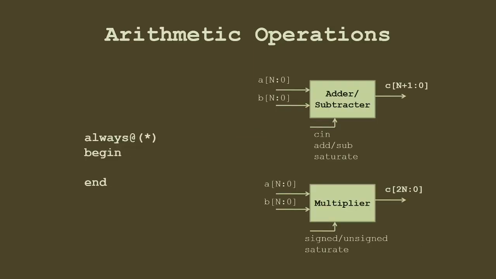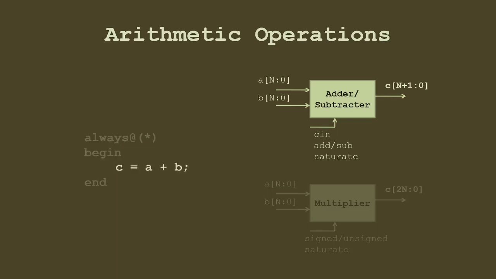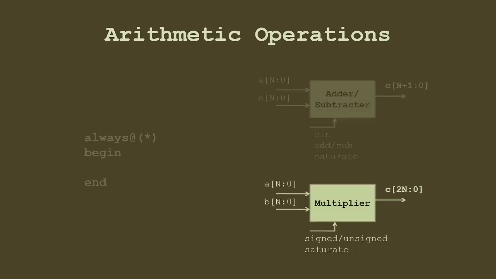Similarly, if we want to make an adder, it's a combinational circuit. Whenever there is a combinational circuit, we use always at star. So I can write C is equal to A plus B, that will make an adder. Similarly, C is equal to A minus B will make a subtractor. C is equal to A multiplied by B will infer a multiplier.